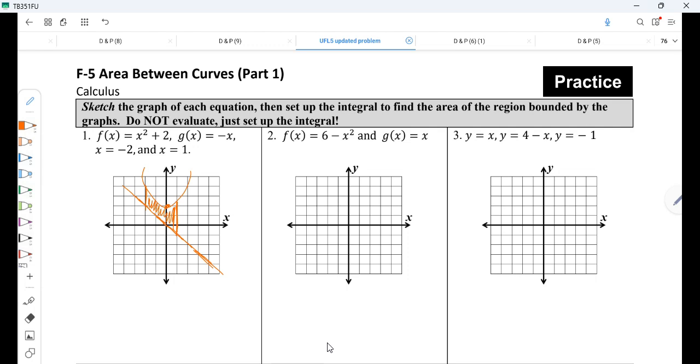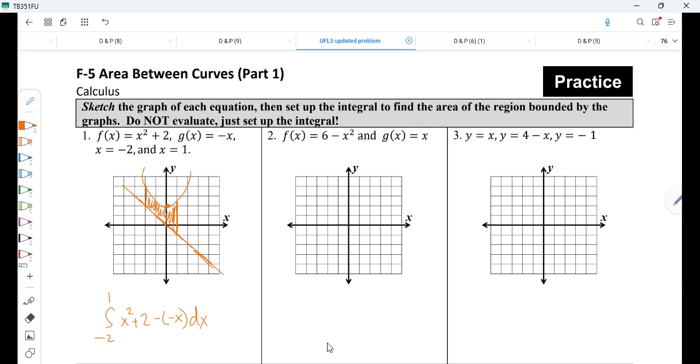Okay. So this is probably the simplest problem we could have. They gave us the bounds, so we're going to integrate from -2 to 1. We know that the parabola is on top, so we're going to integrate x squared plus 2. The formula is f of x minus g of x, so I'm going to put minus -x. Correct. So there we go.